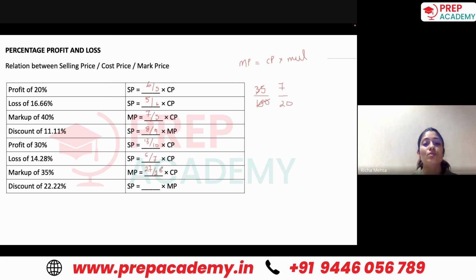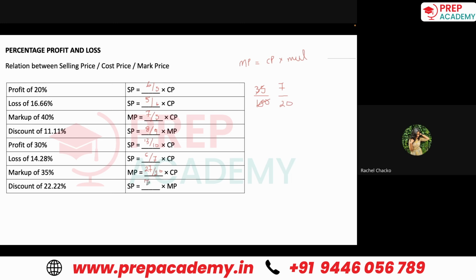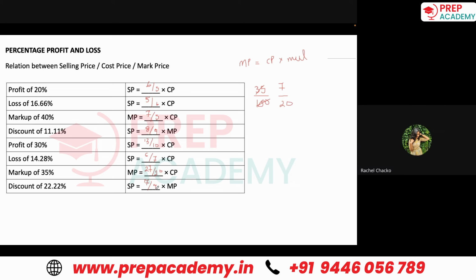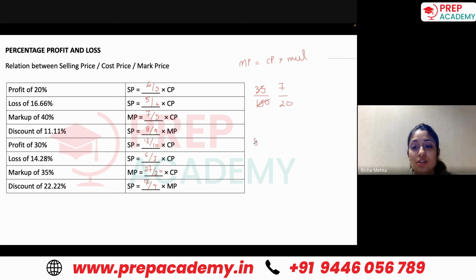Okay. And discount of 22.22%, 2/9, is the discount. So what will be the multiplier? 1 minus 2 by 9, which is 7 by 9. Do we understand this? Yes, ma'am. So I repeat, all these three relations are extremely important.